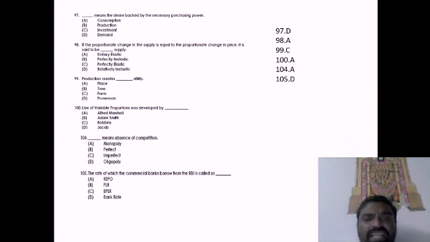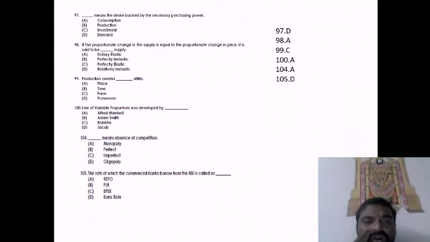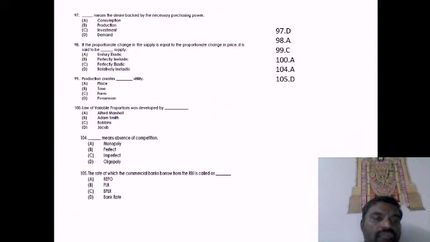Next one, production creates, again it is a repeated question, form utility. The law of variable proportions was developed by Alfred Marshall, again repeated. Dash means absence of competition. If there is no competition, it is monopoly. The rate at which commercial banks borrow, again repeated, is the bank rate.